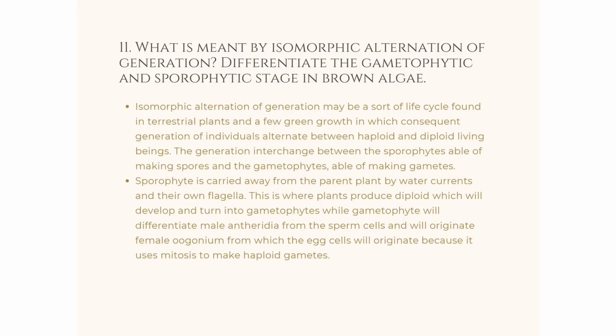So next, we're going to differentiate the gametophytic and the sporophytic stage in brown algae. When you say sporophyte, it is carried away from the parent plant by water currents and their own flagella. This is where plants produce diploid spores which will develop and turn into gametophytes. Gametophytes will differentiate male antheridia, from which the sperm cells originate, and female oogonia, from which the egg cells originate, because it uses mitosis to make haploid gametes.